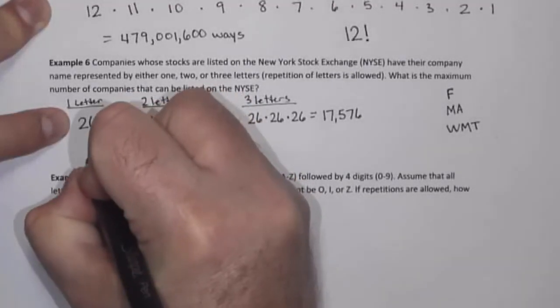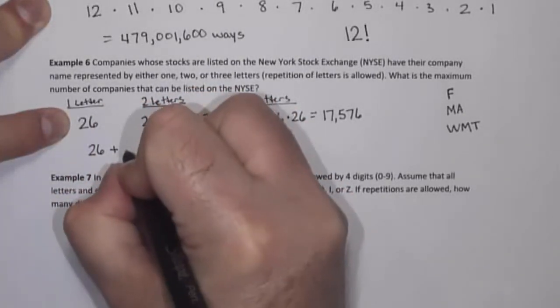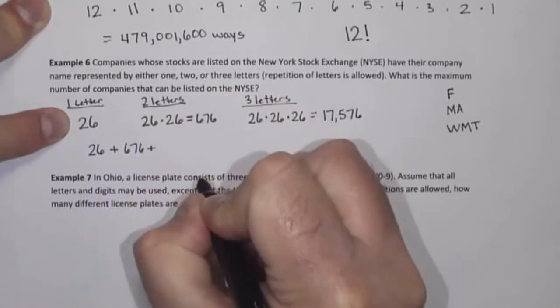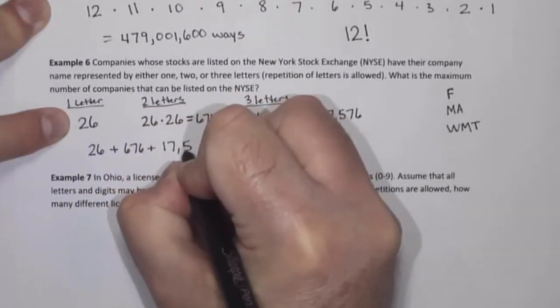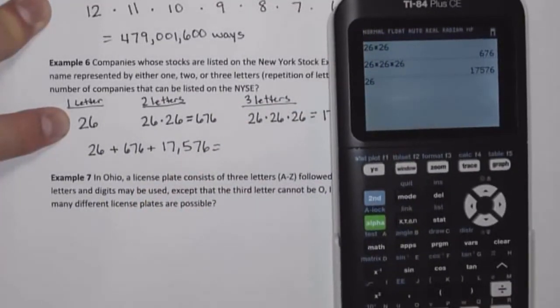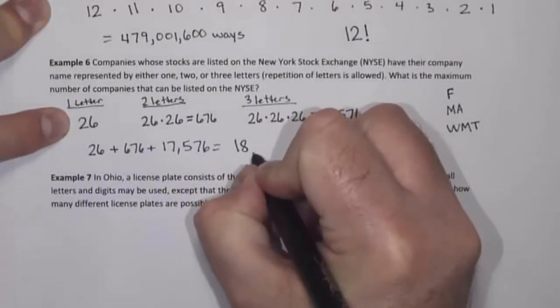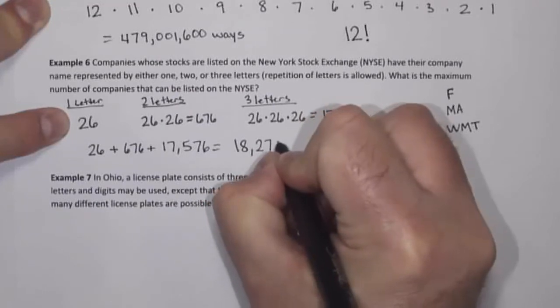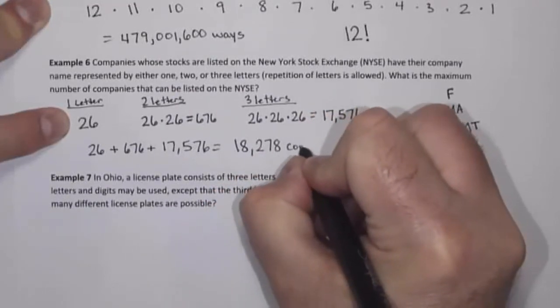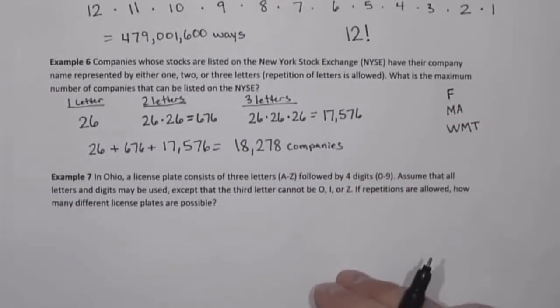So altogether, if we add that up, the 1-letter companies plus the 2-letter companies plus the 3-letter companies. So if I add that up, 26 plus 676 plus 17,576, that is 18,278. So there are 18,278 possible companies that could be listed on the New York Stock Exchange.